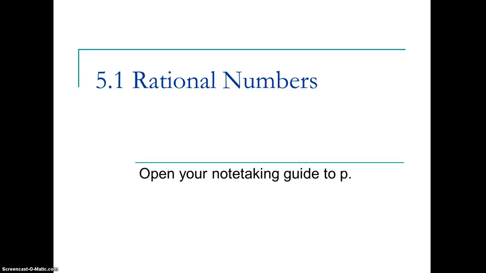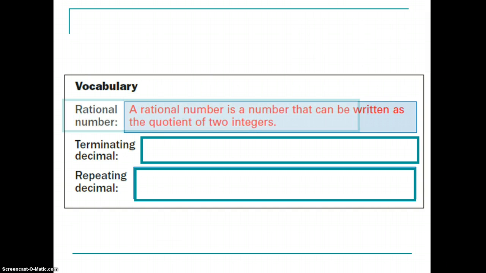Lesson 5.1, Rational Numbers. A rational number is a number that can be written as a quotient of two integers. So basically you can make it into a fraction. If you can make the number into a fraction, then it's a rational number. Most numbers are rational. If they're not, they're called irrational.